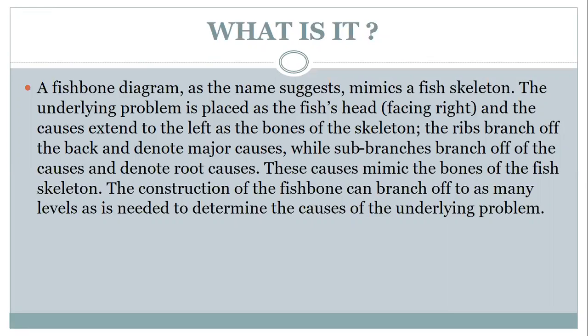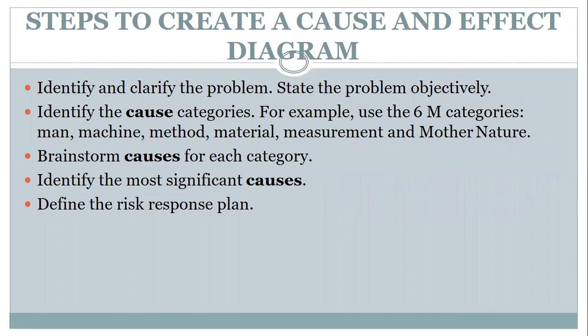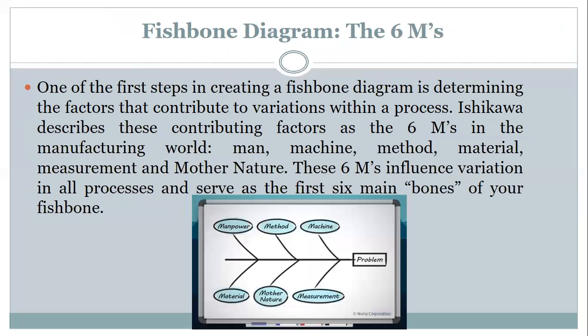of the underlying problem. The steps to create a cause and effect diagram are: identify and clarify the problem, state the problem objective, use the 6M categories: man, machine, method, material, measurement, and mother nature. Brainstorm the causes for each category, identify the most significant causes, and then define the risk response plan.